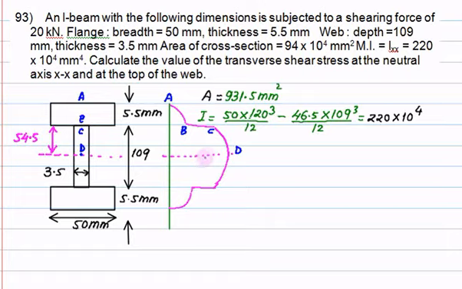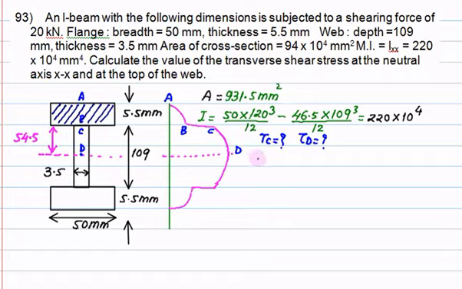Now, what is the difference between B and C? The point B is in the flange and C is in the web. That is the difference. So, what are we interested in? Are you interested in tau C, and are you interested in tau at D? Tau at the neutral axis, no? That is tau at D and tau at C. Agree? To calculate tau at C, we'll consider this area.